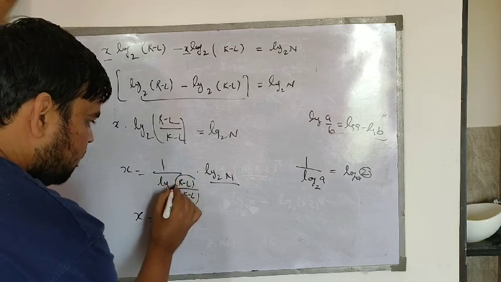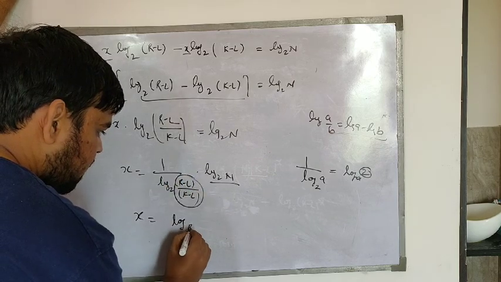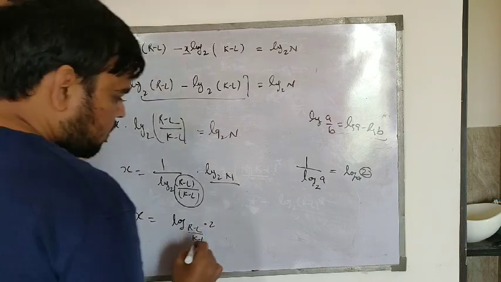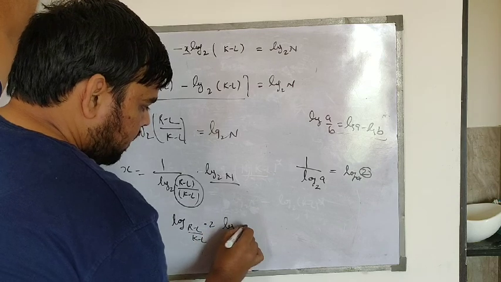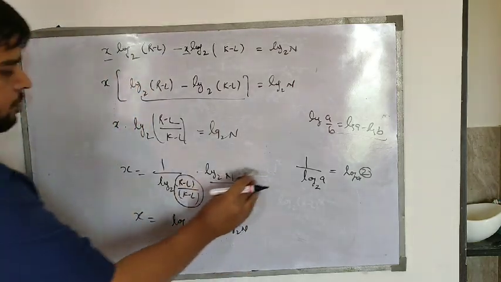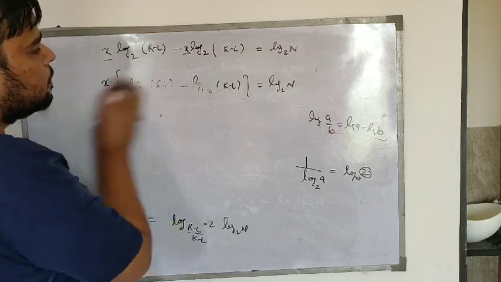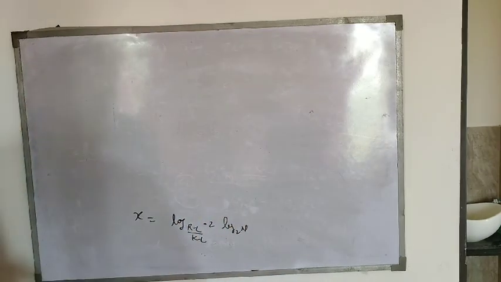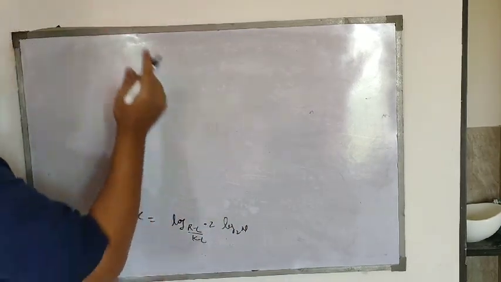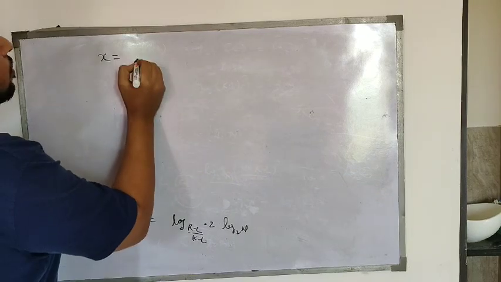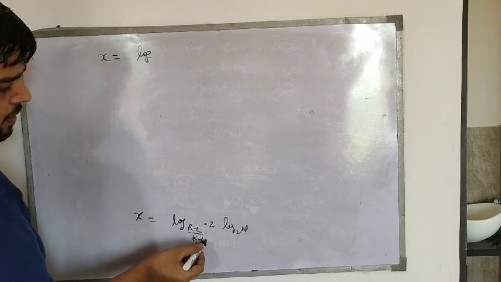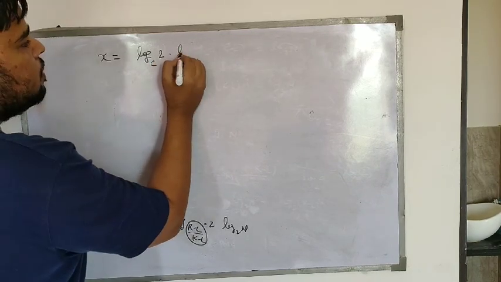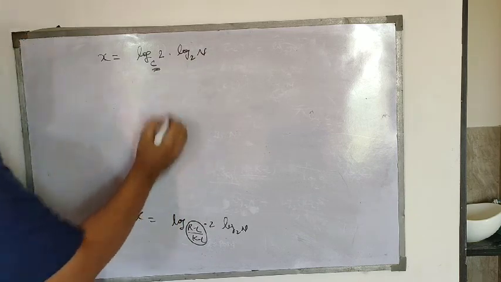Now this term will be my base. So this will be (R - L)/(K - L), and then log 2 N. Okay. So the time complexity, the number of iterations x, will be equal to log, I am representing this complete term as a c, to the base c, log 2 N. Now what is the c?